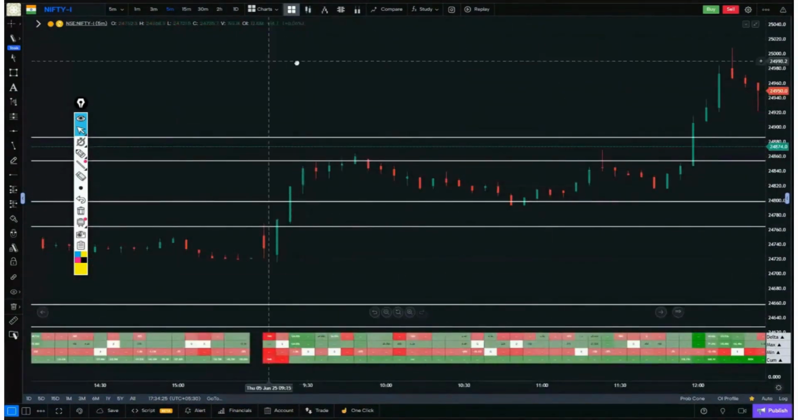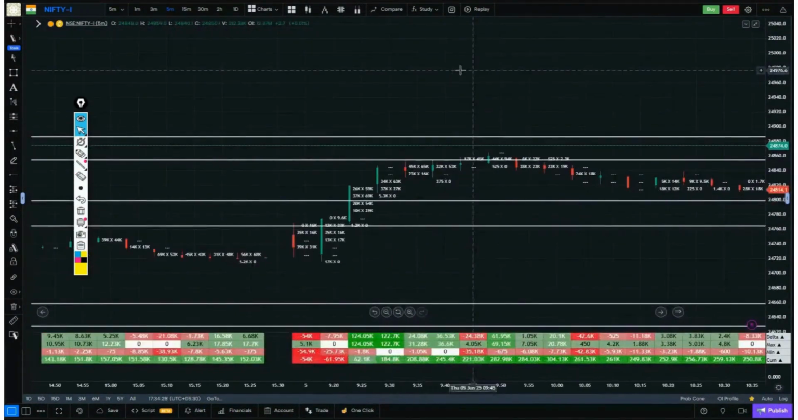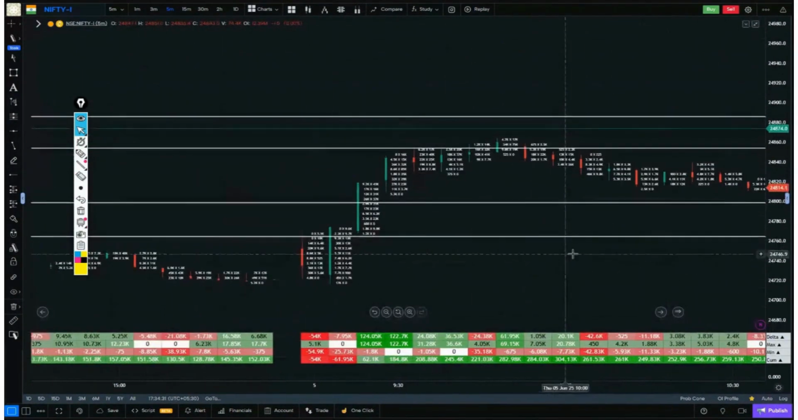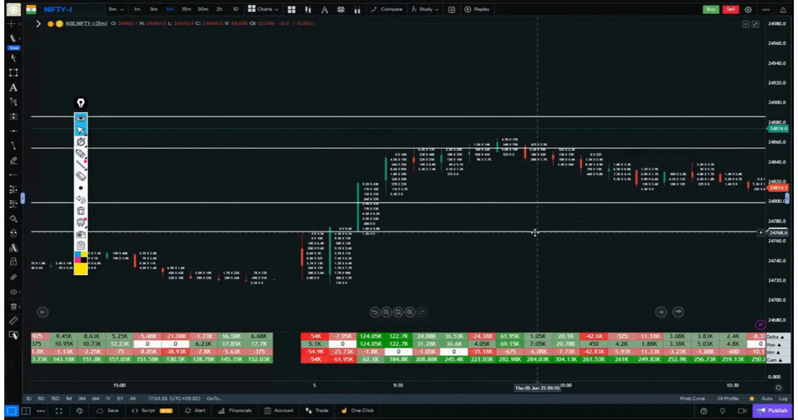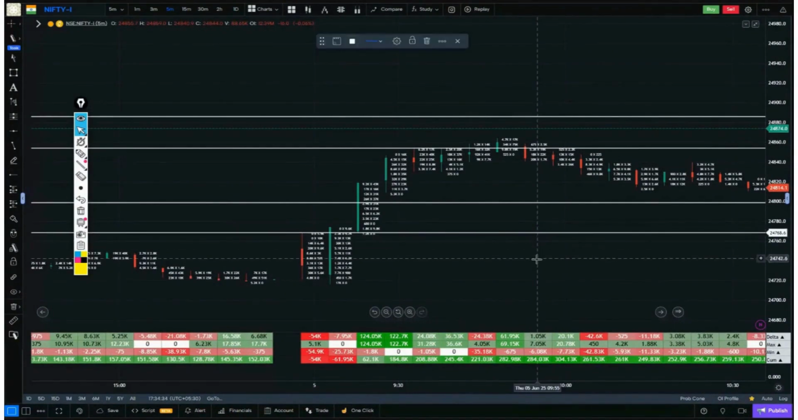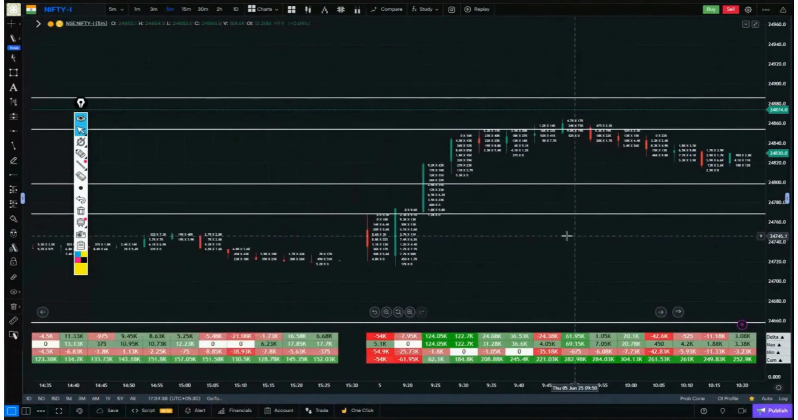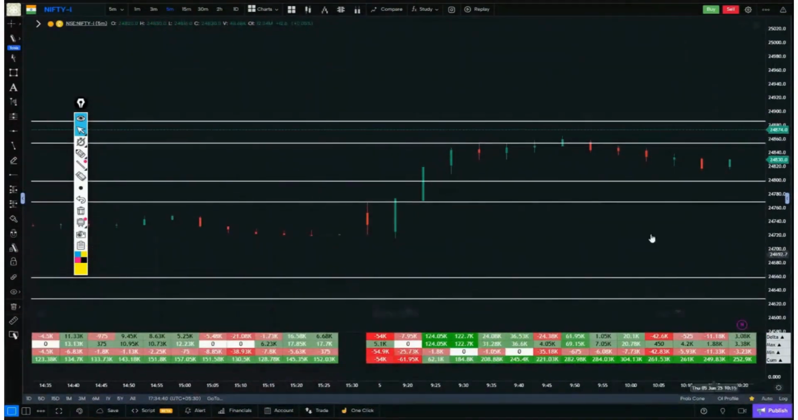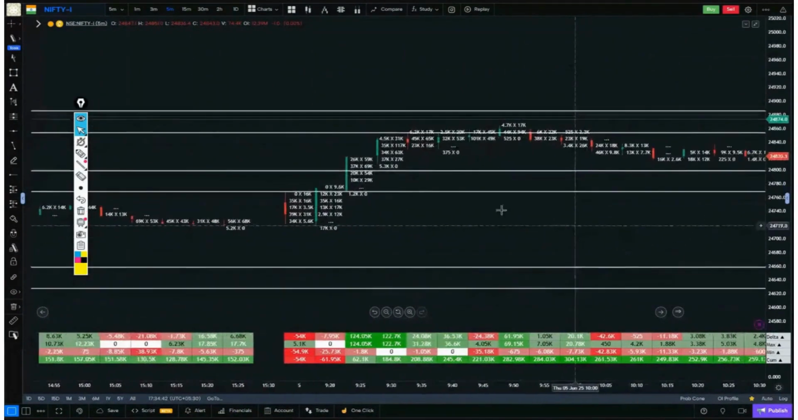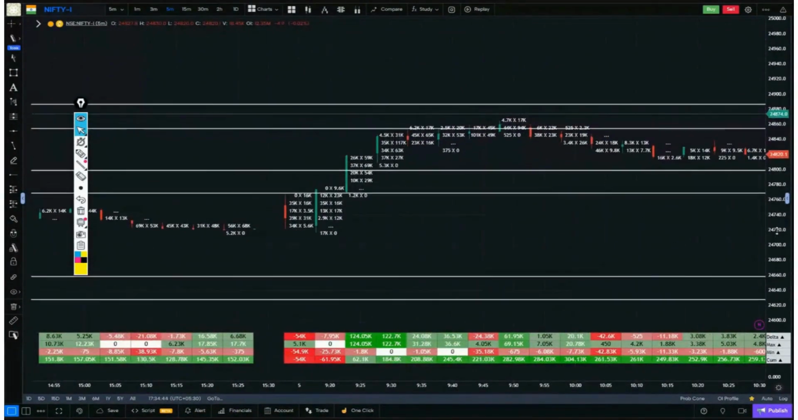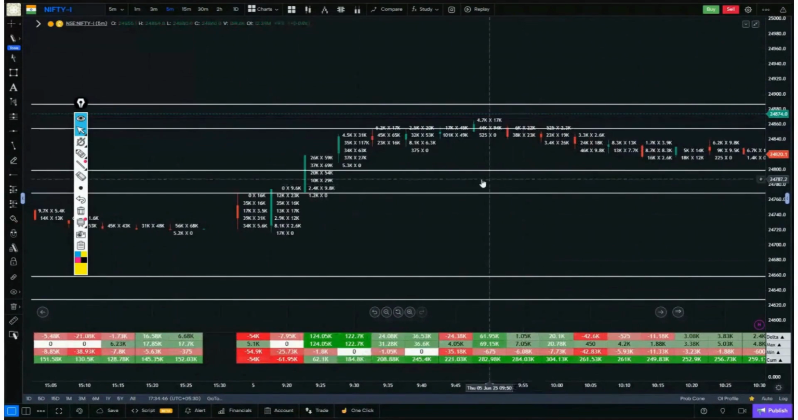Now, to read the footprint properly, you should know this. What is delta? Because with the help of delta, we read the footprint here every day. Now, what is this delta? In simple language, delta tells us the difference between buyers and sellers.